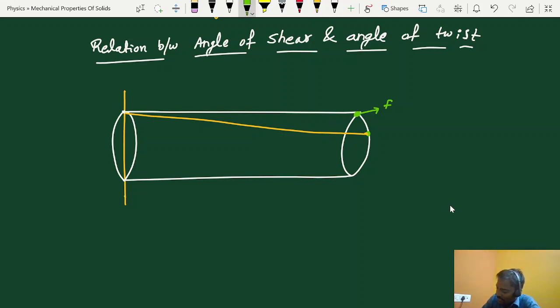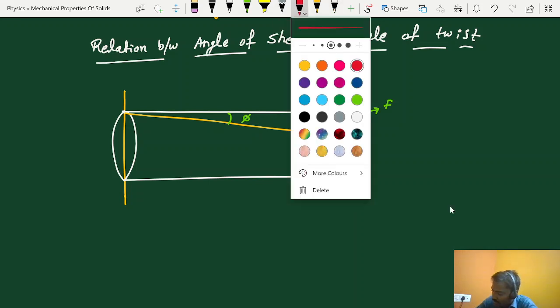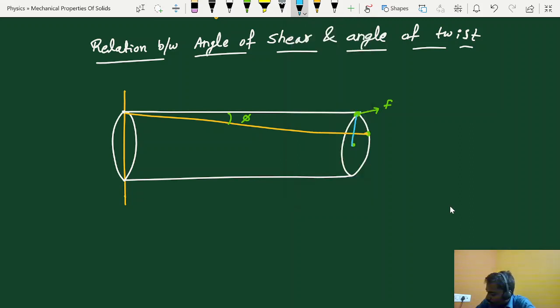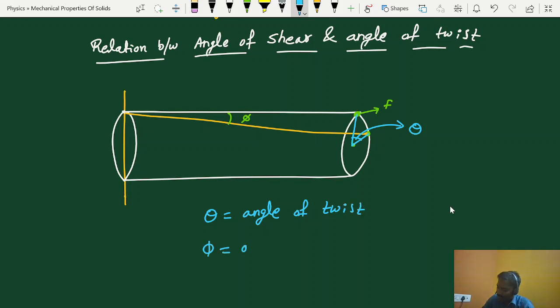So this particular angle is known as shear angle, and with respect to the center, here what you can expect is this angle, that is known as angle of twist, and phi is angle of shear. Right, students?